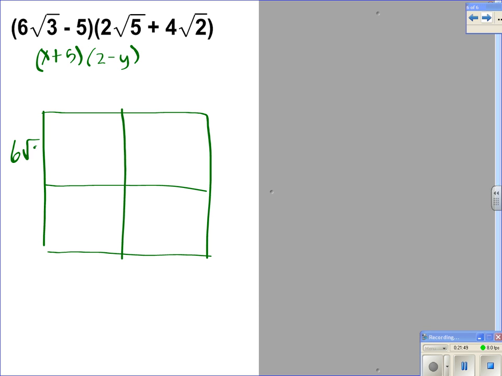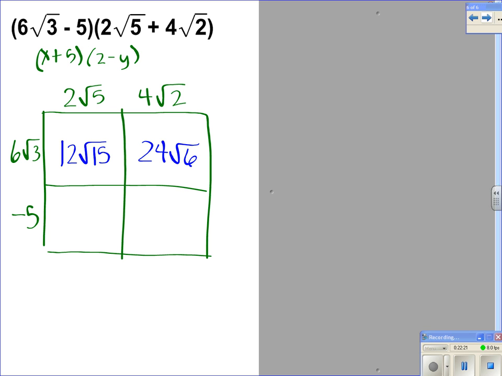All right, so we put these along the outside. So this goes back to the idea that when you're multiplying radicals, the numbers on the outside get multiplied together, and the things under the root get multiplied together. So if we're looking at 2 root 5 times 6 root 3, our answer is, what about 4 root 2 and 6 root 3?